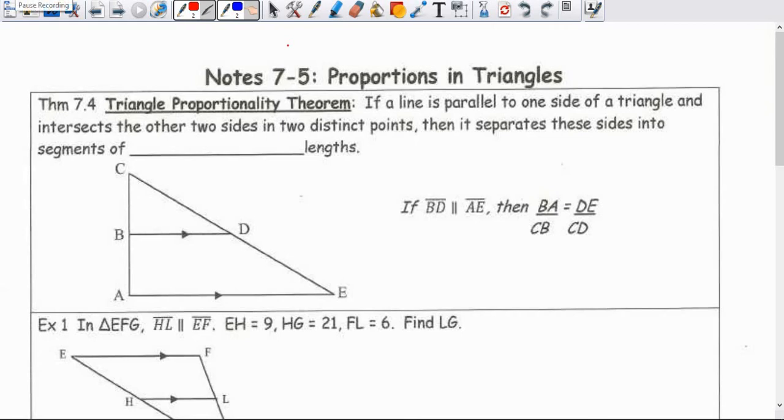All right, for this section, guys, we're going to do 7-5 proportions in triangles. Theorem 7-4 says that if a line is parallel to one side of a triangle and it intersects the other two sides in two distinct points, then it separates these sides into segments of proportional lengths. What that means is I can set up a proportion of BA over CB is equal to DE over CD, and I can use cross multiplication or whatever is needed to solve for a missing length.